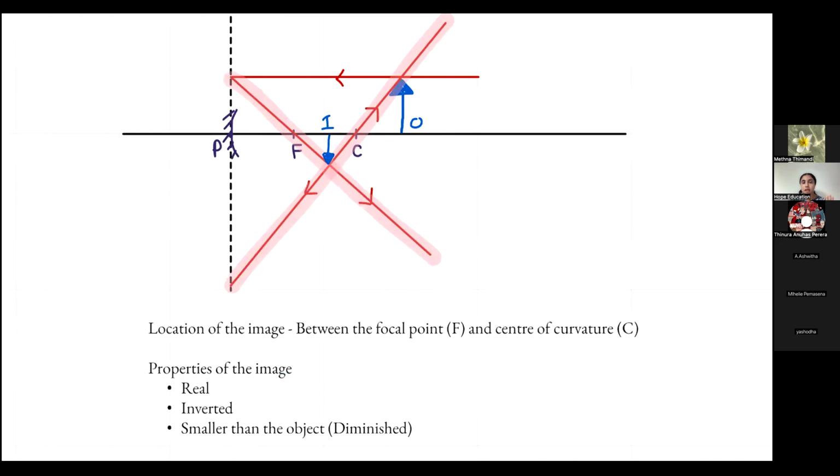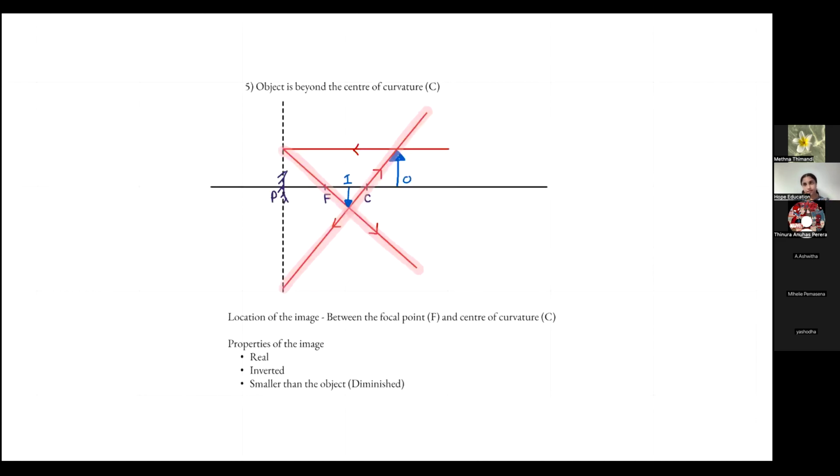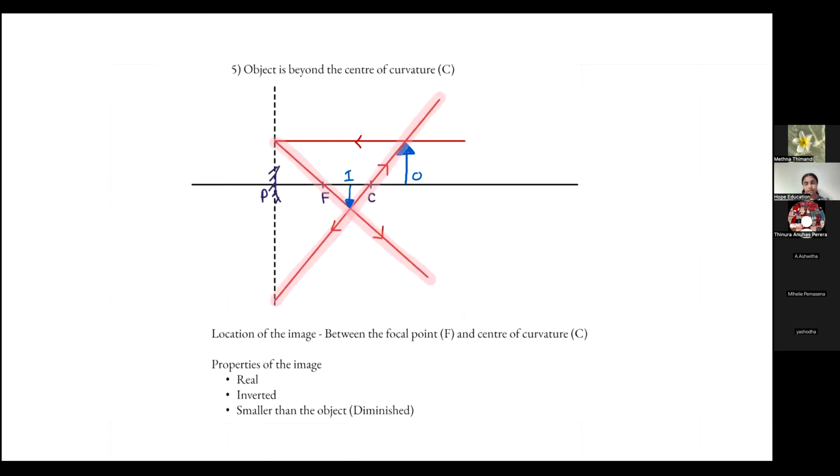Is the ray diagram 100% clear? Yes. Everybody? Good. Can you all draw this? Draw and write this real fast.